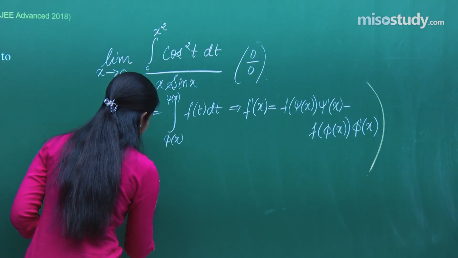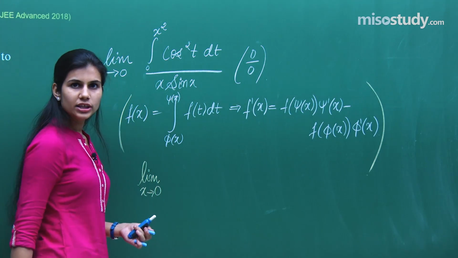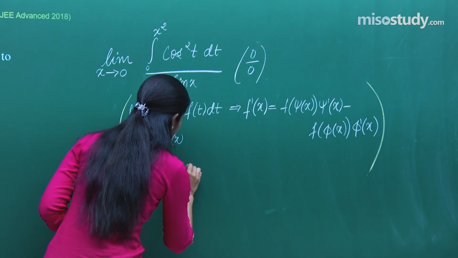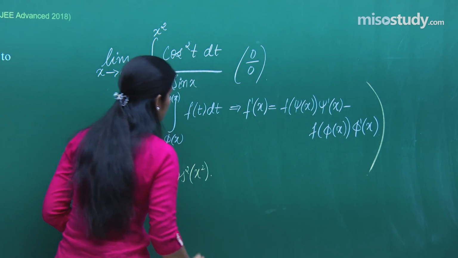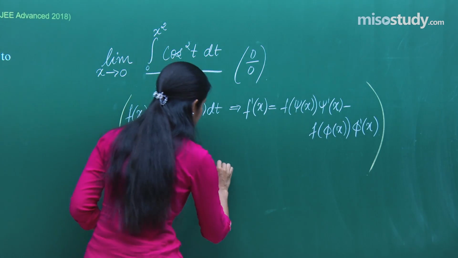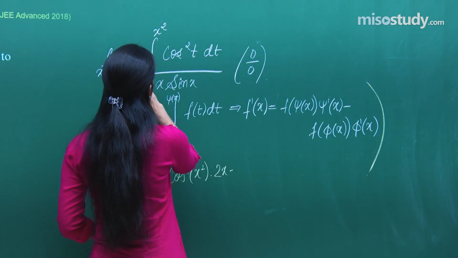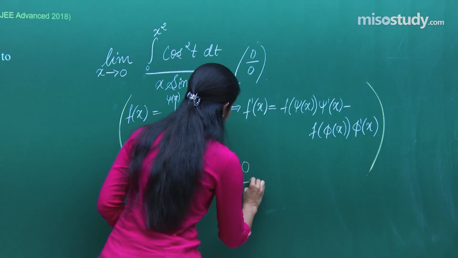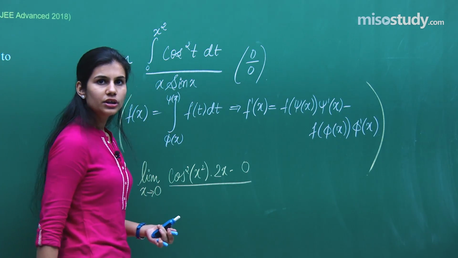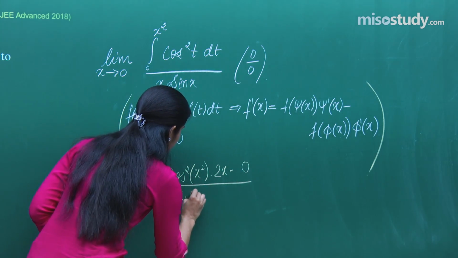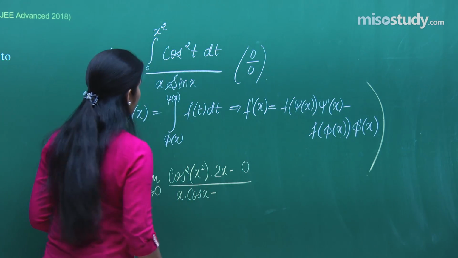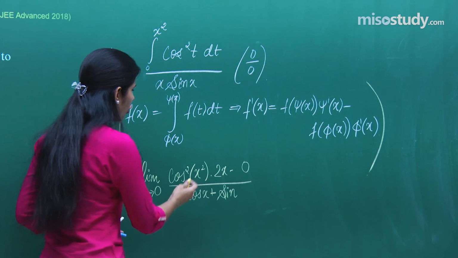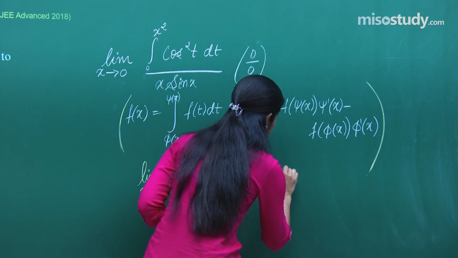Limit x tends to 0, differentiate the numerator, differentiate the denominator. That's what happens in the L'Hopital rule. What you get is cos square of x square into d by dx of x square, which is 2x, minus cos square of 0 into d by dx of 0, which is 0. So you get a 0. Denominator, simple product rule: use first term into differentiation of second term plus second term into differentiation of the first term, which is 1.